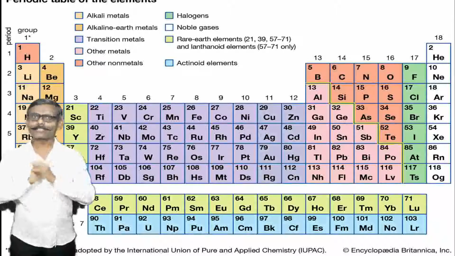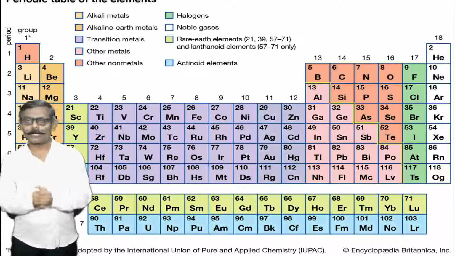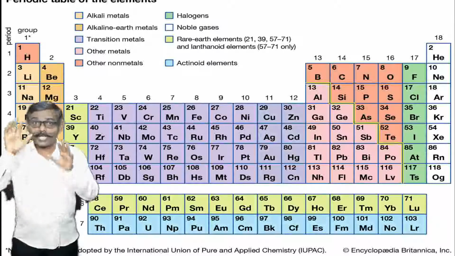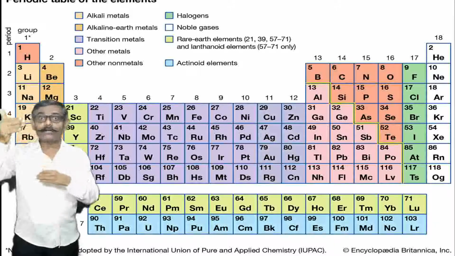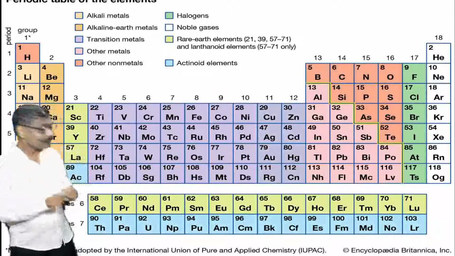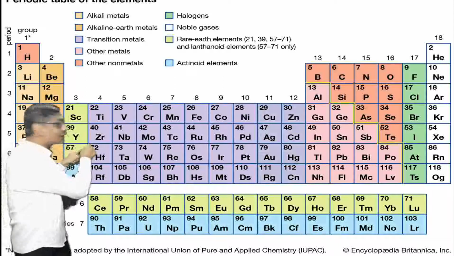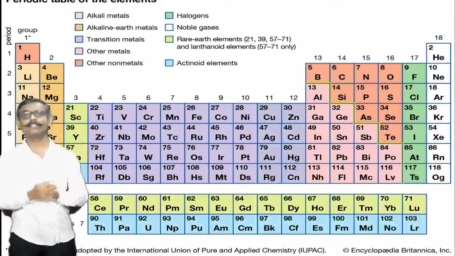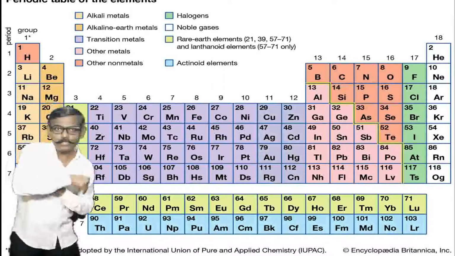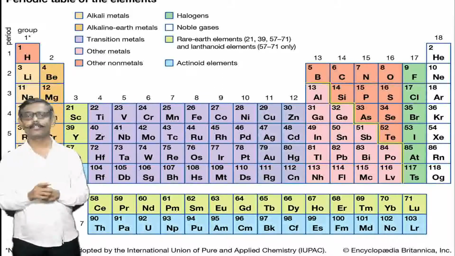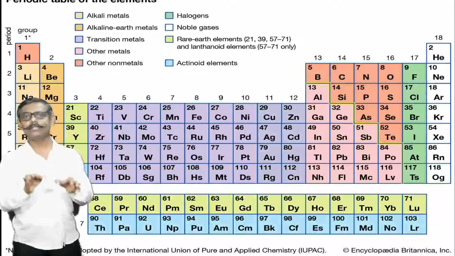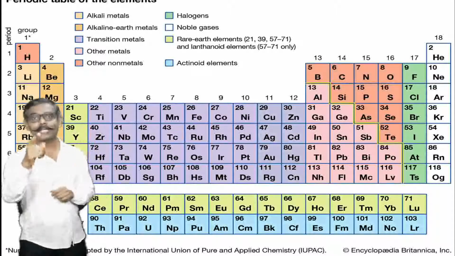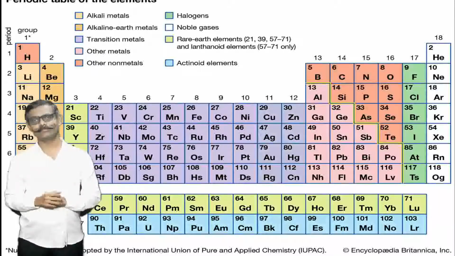But surprisingly, it is found that the location of those f orbital filling elements is within the transition series elements. Inside the transition series elements, they are inner to the transition series elements. Therefore, the name inner transition elements, and that we are going to study.